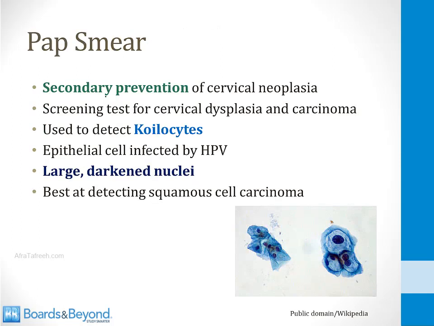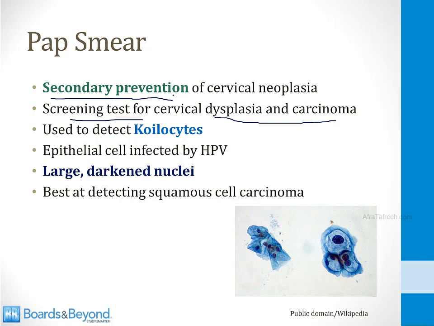So now let's talk about the pap smear. The pap smear is a form of secondary prevention for cervical neoplasia. It is a screening test that looks for cervical dysplasia and carcinoma. It does not prevent dysplasia and carcinoma, but it identifies it at an early stage when it is treatable. That's why it's called a form of secondary prevention.